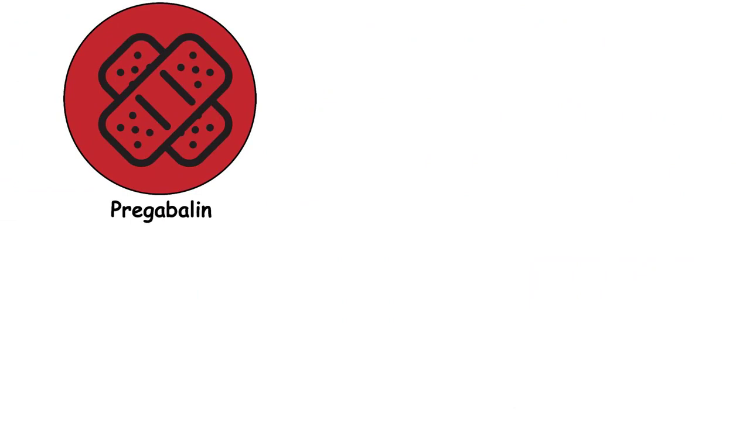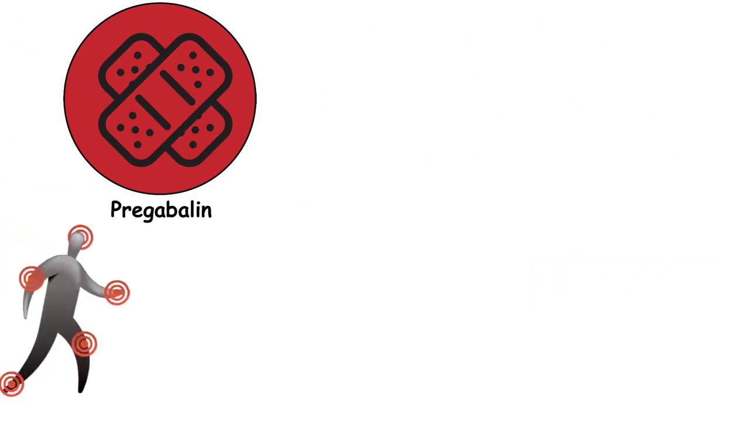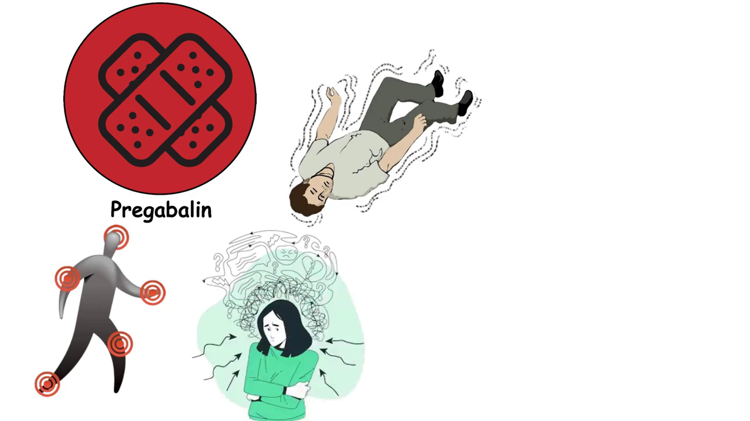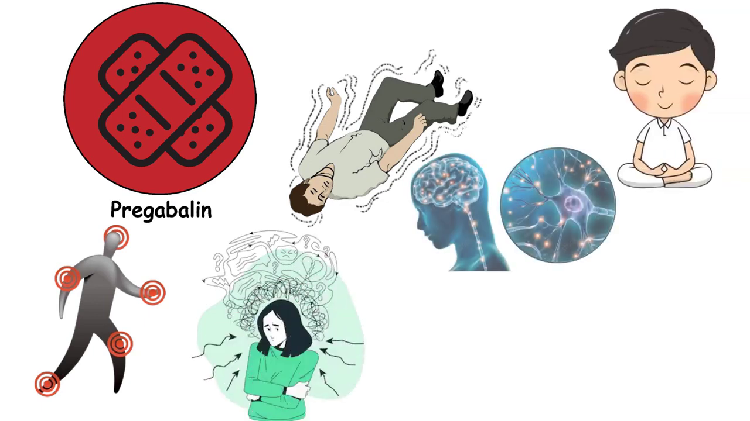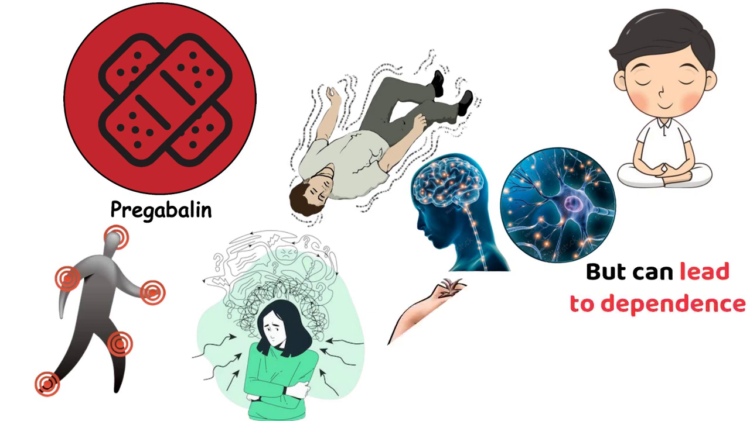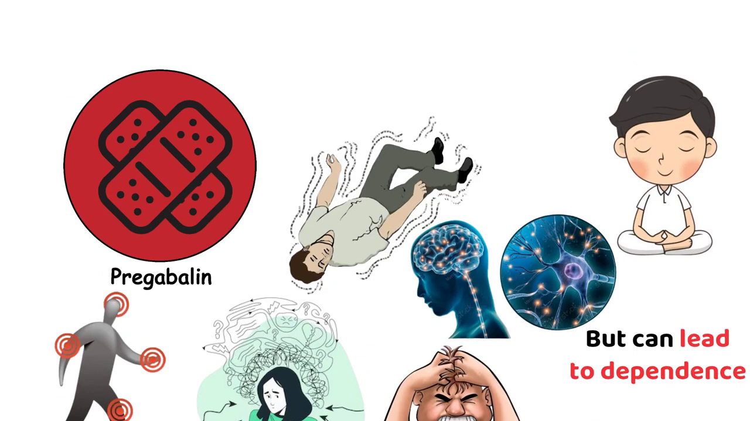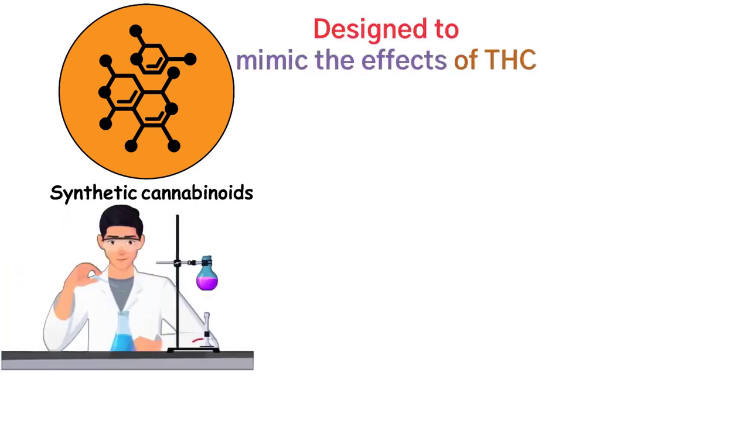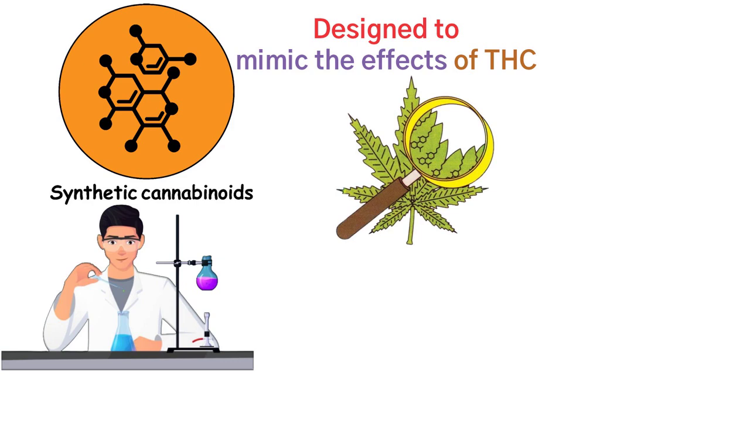Pregabalin. Pregabalin is a prescription medication used to treat neuropathic pain, epilepsy, and anxiety disorders. It produces calming effects by modulating neurotransmitter activity in the brain, but can lead to dependence and withdrawal symptoms if misused. Synthetic cannabinoids.